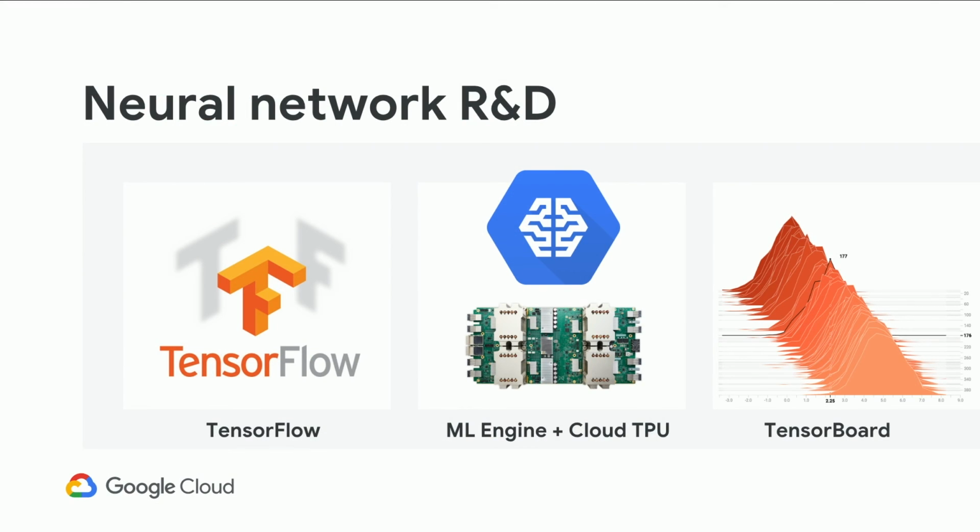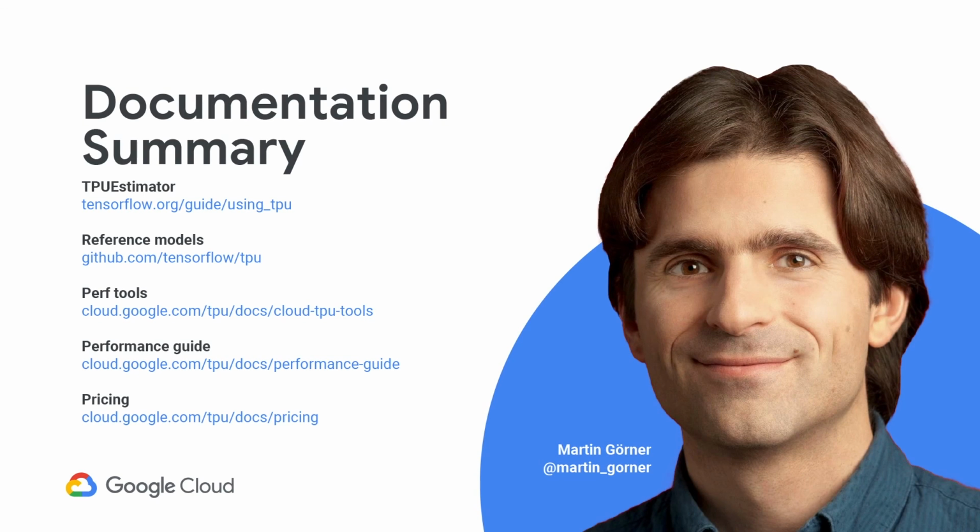So this is my neural network R&D setup. That's how I work: TensorFlow for the models, TensorBoard for the visualizations, and ML Engine and Cloud TPUs for researching my models. At least I have found myself to be a lot more productive with TPUs, with models training in only 1 hour. That's really significant. So thank you today for your attention.